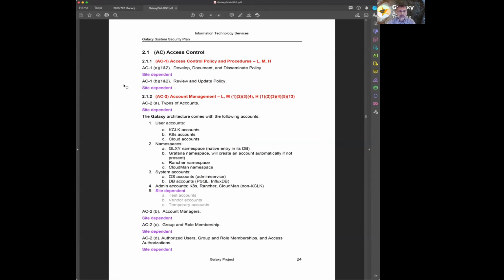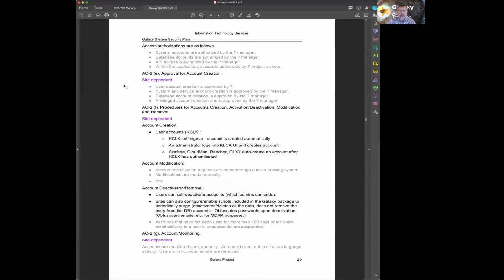Again, remember the site dependent controls are the ones where you will need to have some safeguards in place. So again, who manages accounts? Whether there's a group that manages accounts. The idea is that you don't have ad hoc account management. You actually have some sort of documented process for it. Who approves account creation? Who approves these accounts? What are the procedures for account creation? For example, do you have a documented process for creation, activation, deactivation, and so forth?